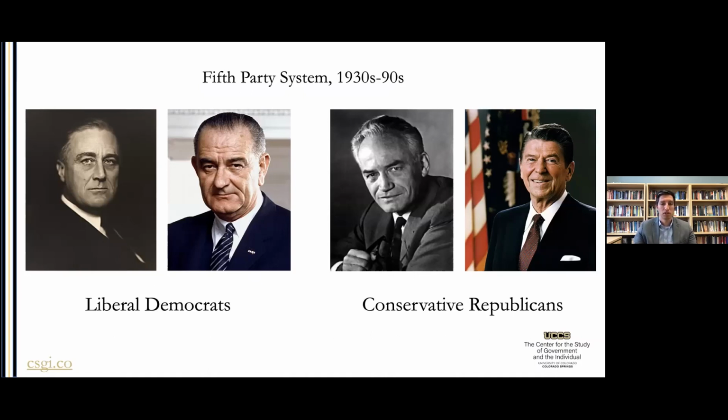Lyndon B. Johnson pursued the Roosevelt vision with his Great Society, and Republicans began calling themselves conservatives. Barry Goldwater there, to the left of Reagan, was the first major party candidate to call himself a conservative. He opposed FDR's New Deal and LBJ's Great Society. And Reagan, of course, was also a famously conservative Republican president.